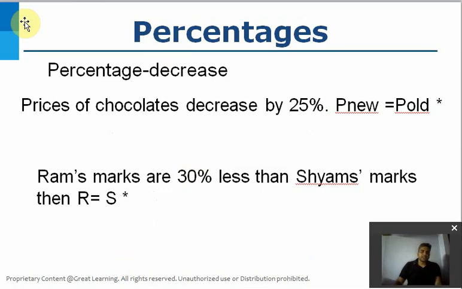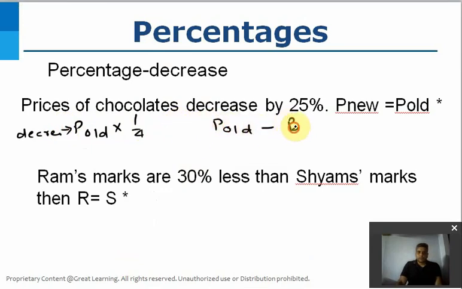Similarly, in terms of decrease, I need to find out what exactly the price of chocolate is if it decreases by 25%. 25% is nothing but 1 by 4. So old price into 1 by 4 is the decrease part. Decrease over what? Decrease over P old. So P old minus P old into 1 by 4 is my P new. So my P new is nothing but P old times (1 minus 1 by 4), which is 3 by 4, right?